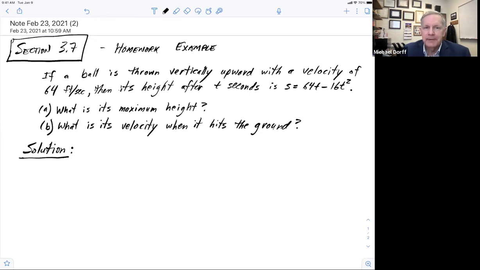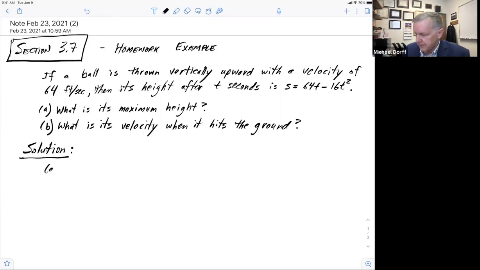We're in section 3.7 and we're looking at another homework example. In this one, a ball is thrown vertically upward with a velocity of 64 feet per second, and we're given the equation for its position or height as s equals 64t minus 16t squared. And we're asked to find two results to answer two questions. What is its maximum height and what is its velocity when it hits the ground?